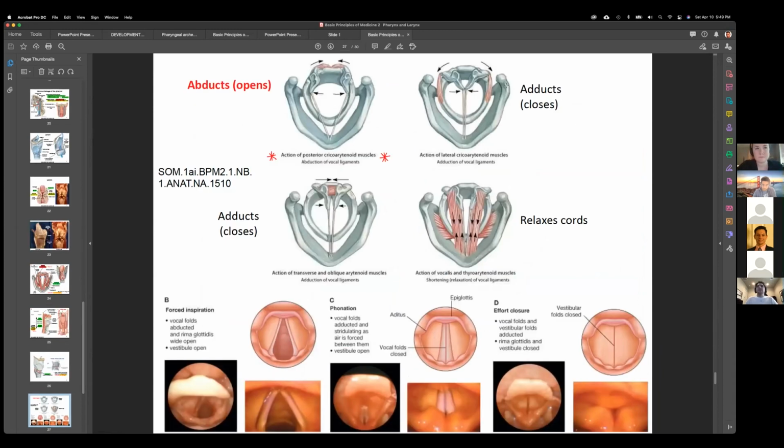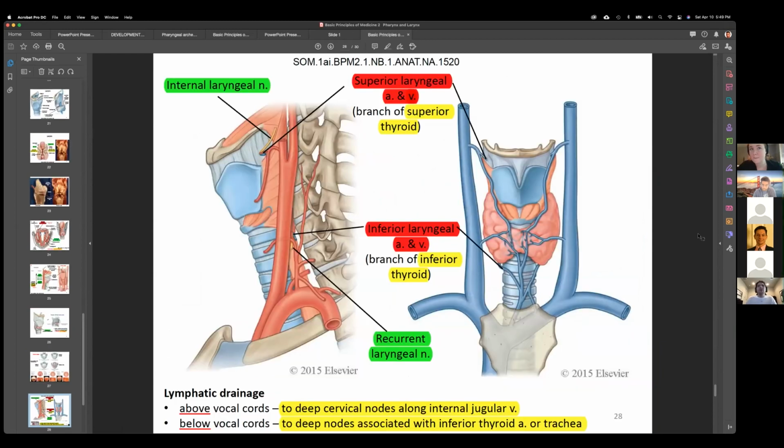Yeah, so look, you can see the adduction closes, and abduction, that's this posterior cricoarytenoid muscle that helps to open it. Right, so good exception there. All right. So the recurrent laryngeal runs there. These kind of make sense. Inferior goes to inferior, superior goes to superior. So that all makes sense. Nothing crazy there. And you see the internal laryngeal getting sensory above, recurrent does motor and sensory below.